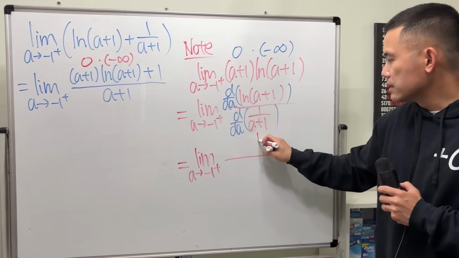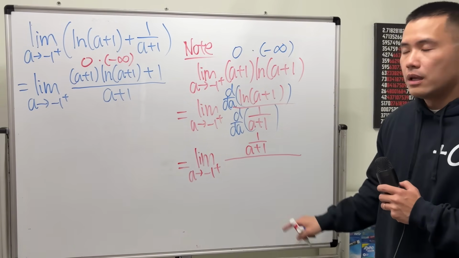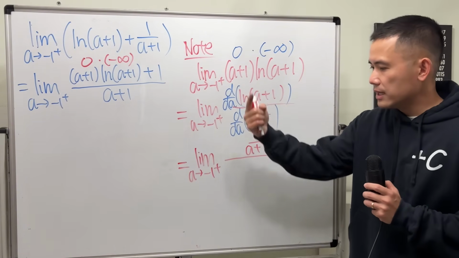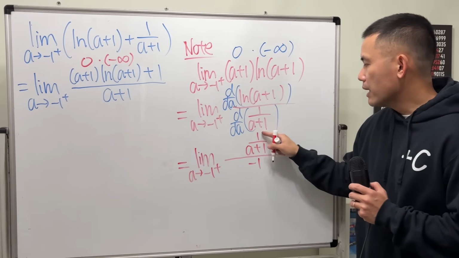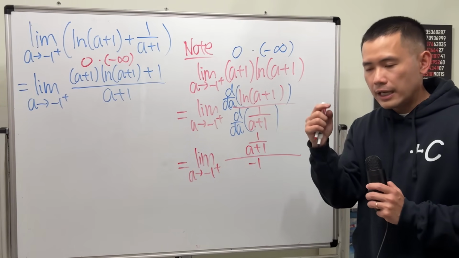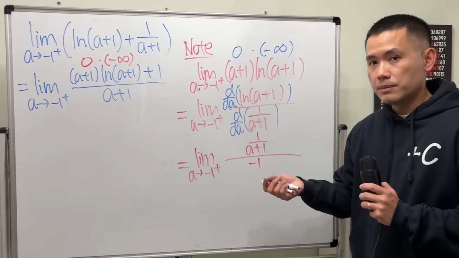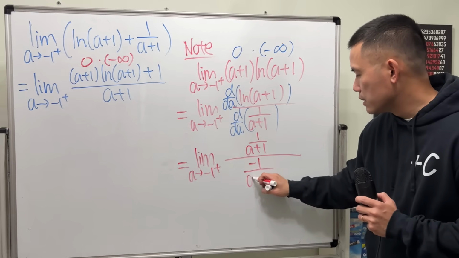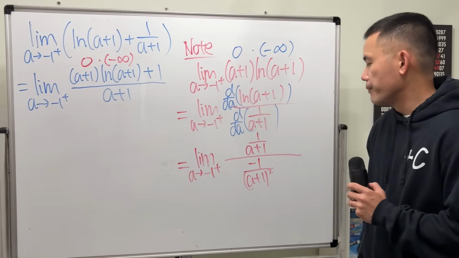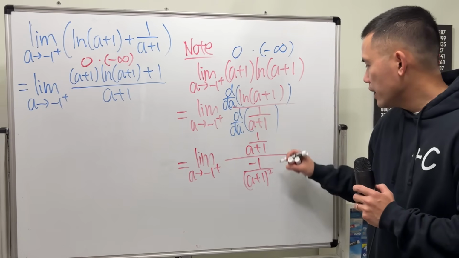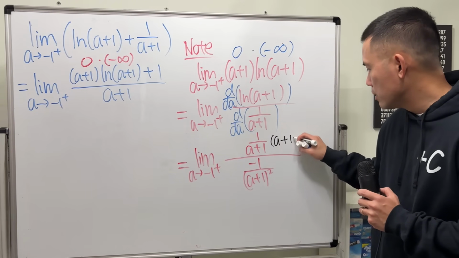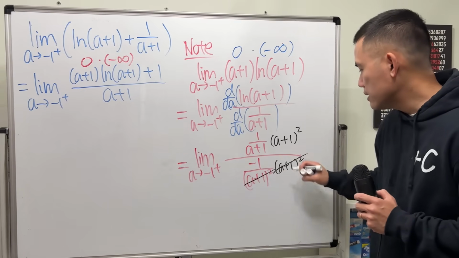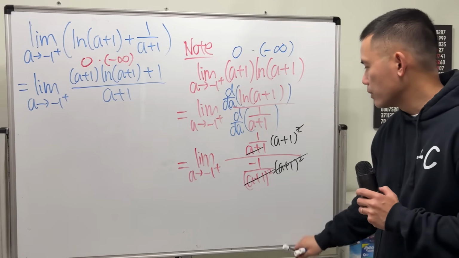The top gives us 1 over a plus 1. For the bottom, write this as a plus 1 to the -1 power, bring the negative to the front. And then a plus 1, subtract 1 from the exponent, so it's -1 minus 1, which is -2. So we have a plus 1 to the -2 power, which is a plus 1 squared right here. And then right here, we can multiply the top and bottom by that. You can see this and that cancel, and then we can get rid of one of them right here.